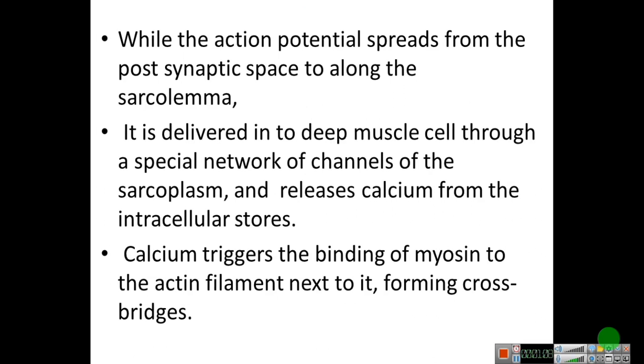While the action potential spreads from the postsynaptic space along the sarcolemma, it is delivered into the deep muscle cell through a special network of channels of the sarcoplasm and releases calcium from the intracellular stores. Calcium triggers the binding of myosin to the actin filament next to it, forming cross bridges.